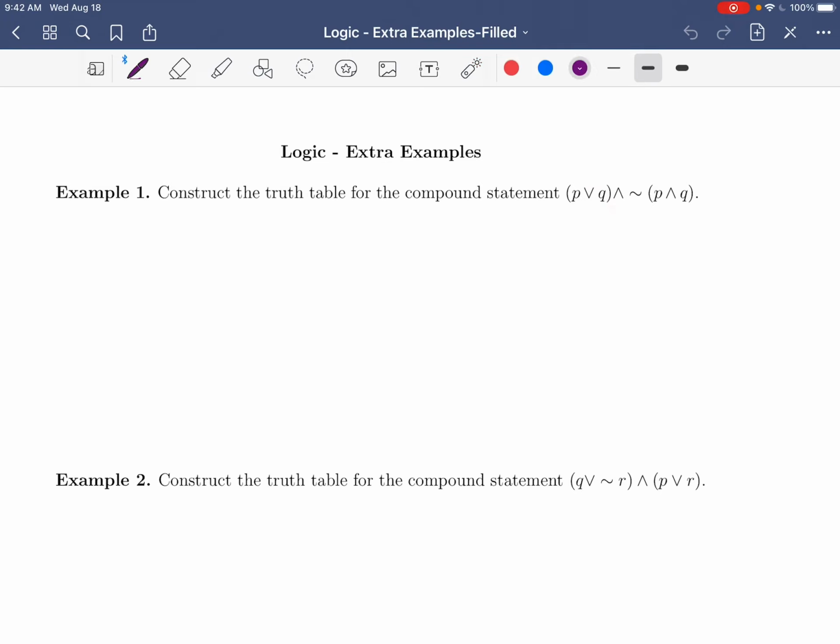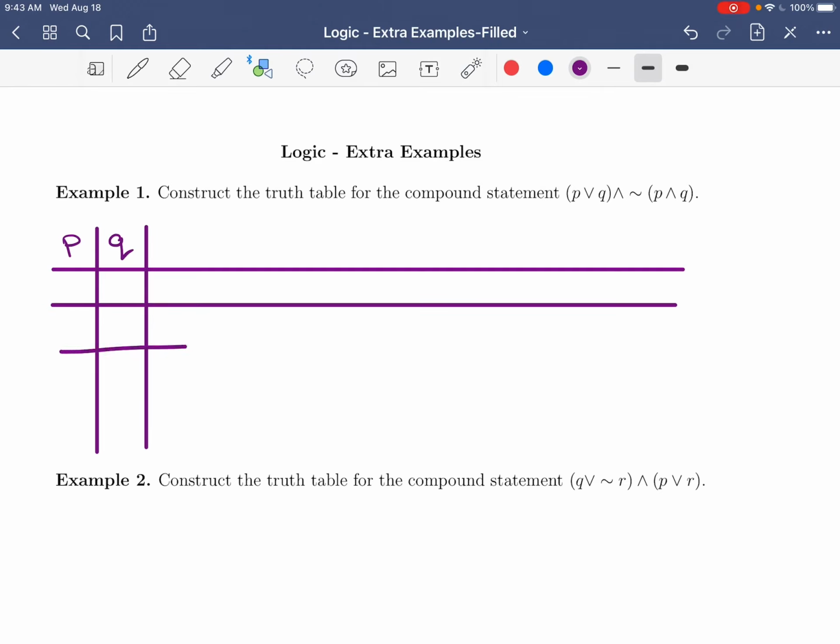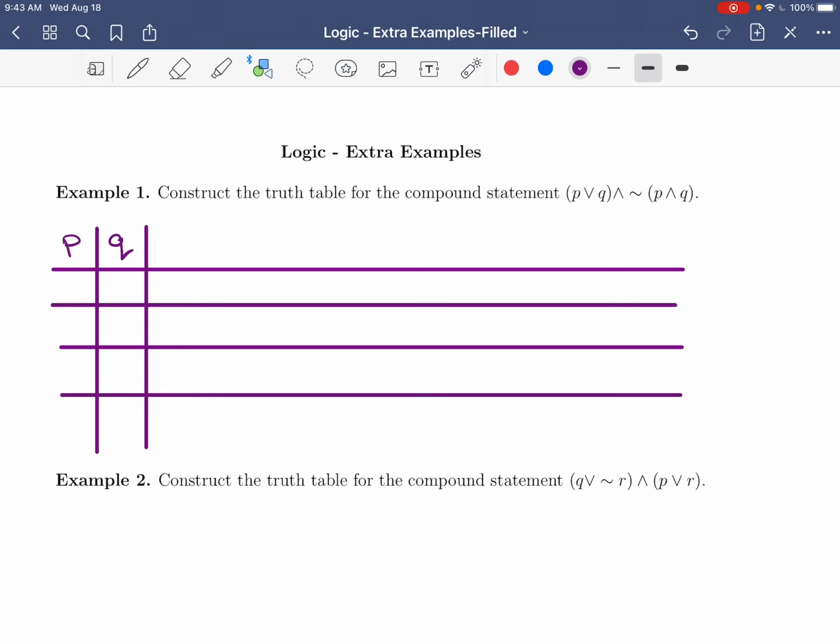I only see P's and Q's there, so my truth table is just going to have a column for P and a column for Q. I'm just going to set it up here, and I'm going to have 4 rows. So 2 options for each of the 2 variables, that's 2 squared. P could be true or false, and then with that, Q could be true or false. So that's the setup for our truth table.